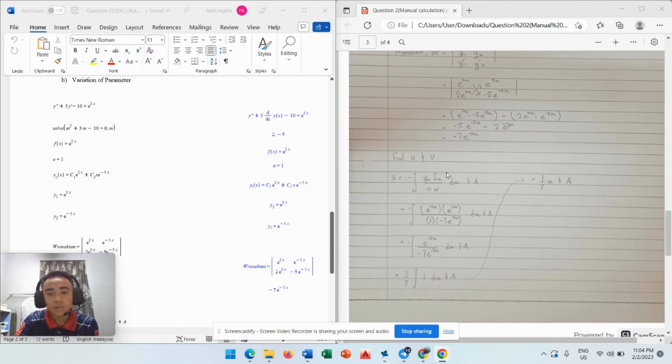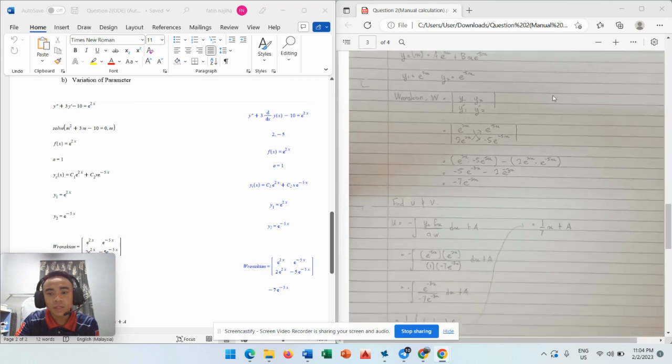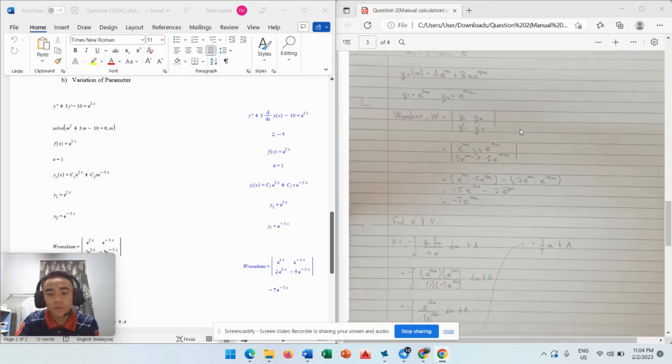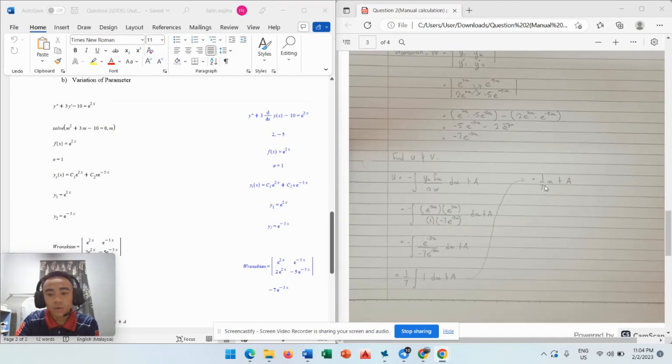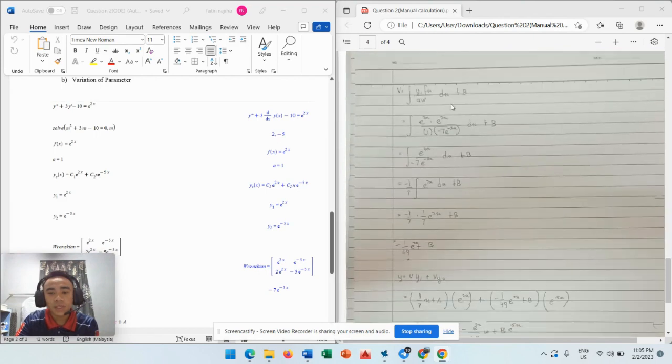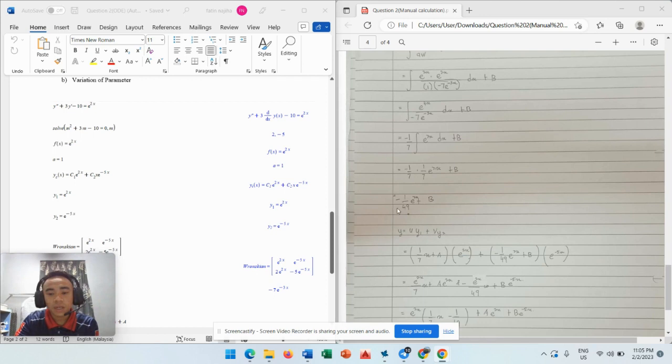So we substitute all the point given from above and we get 1/x plus a is u. Okay, next v. To find v, we need to use the equation integration y1 fx over aw dx plus b, and we substitute the point from above and we get negative 1/49 exponent 7x plus b.